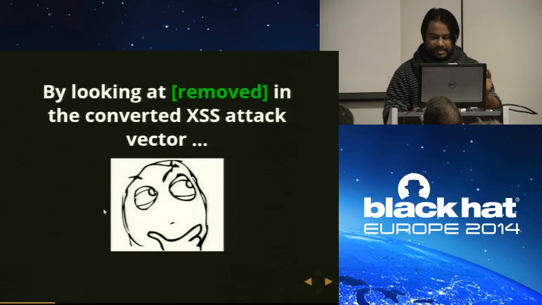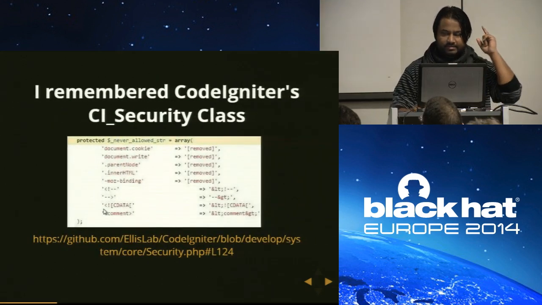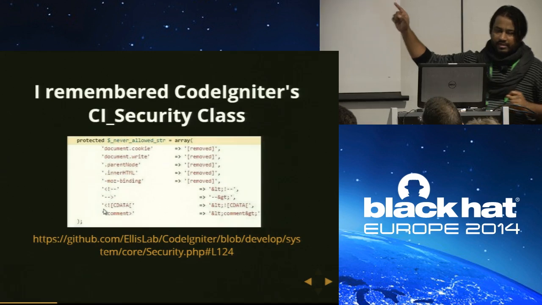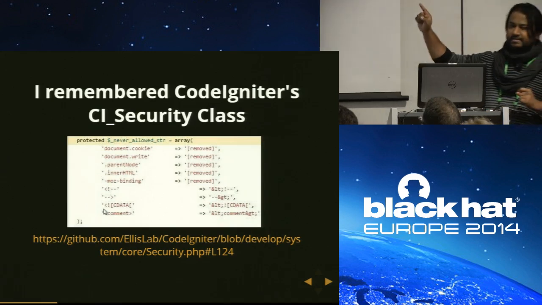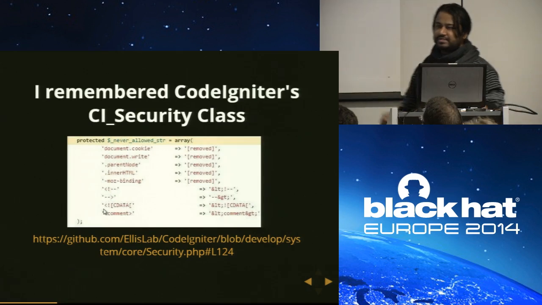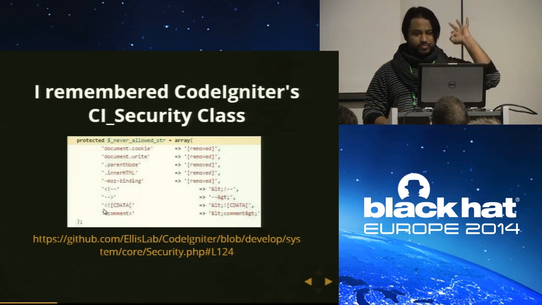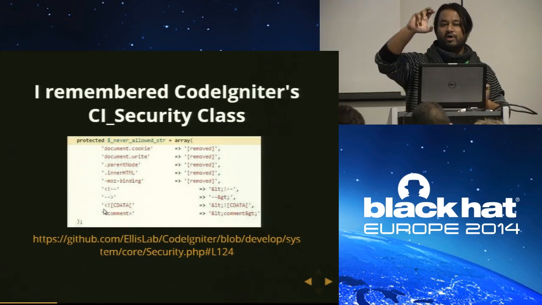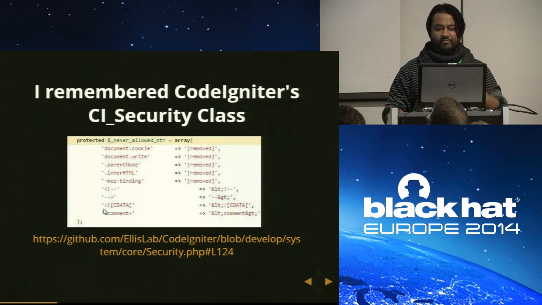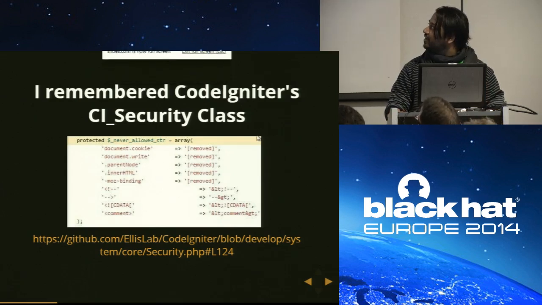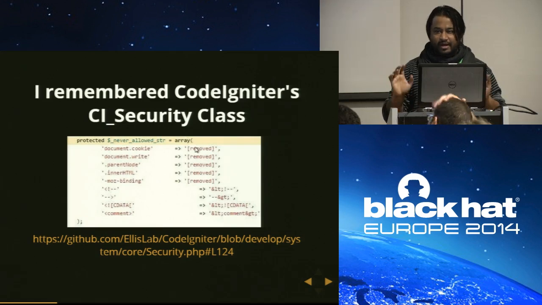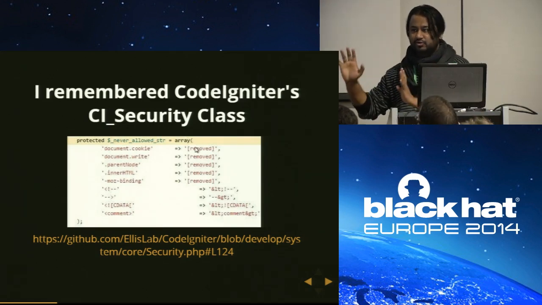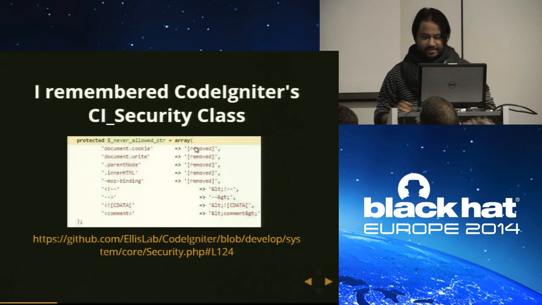I thought that they are using this one. So they are using the CodeIgniter CI security class, because CodeIgniter is one of the most popular PHP frameworks. It's their functionality. If they find the word document.cookie in the attack vector, they convert this word into removed. So I realized that they are using CodeIgniter also. They have a protection also for CodeIgniter.